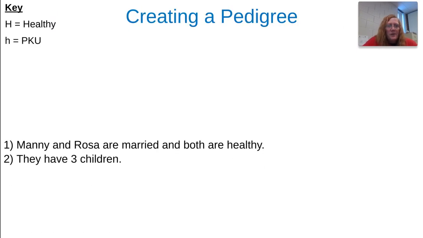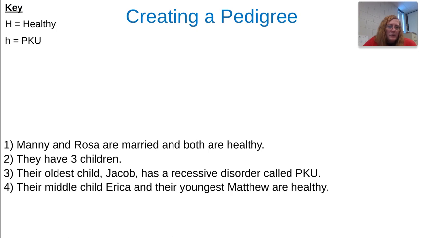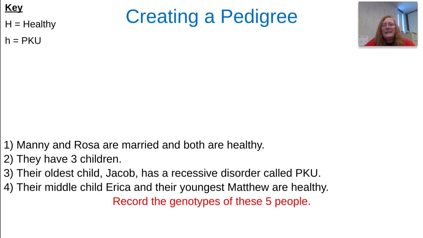Okay, so now we have the story. Here's our story. And you have these guys on your note guide right now. So Manna and Rosa are married and they're both healthy. They have 3 children. Their oldest child, Jacob, has the disease, PKU. Their middle child and the youngest, Erica and Matthew, are both healthy. Go ahead and get those genotypes in.